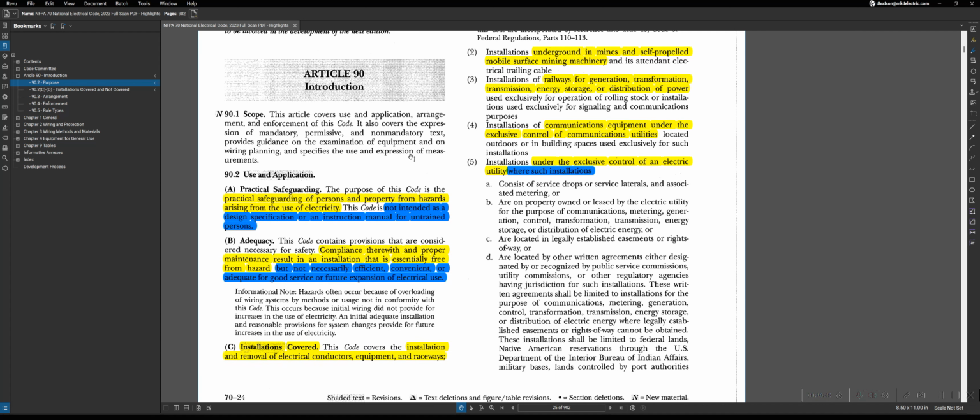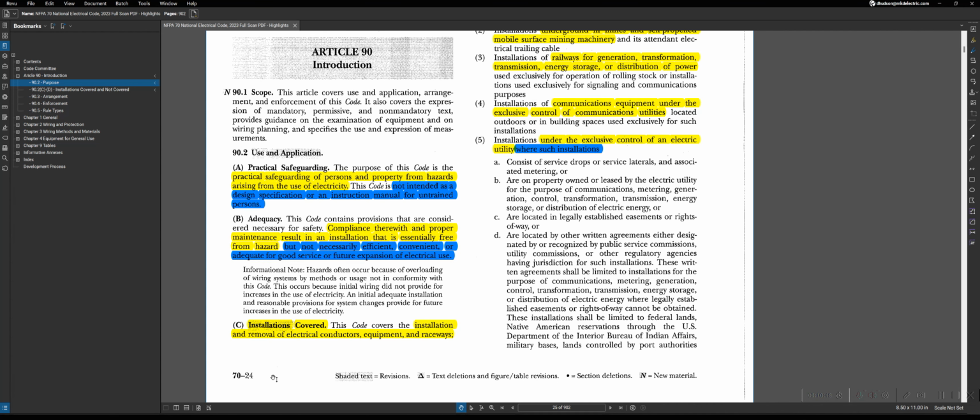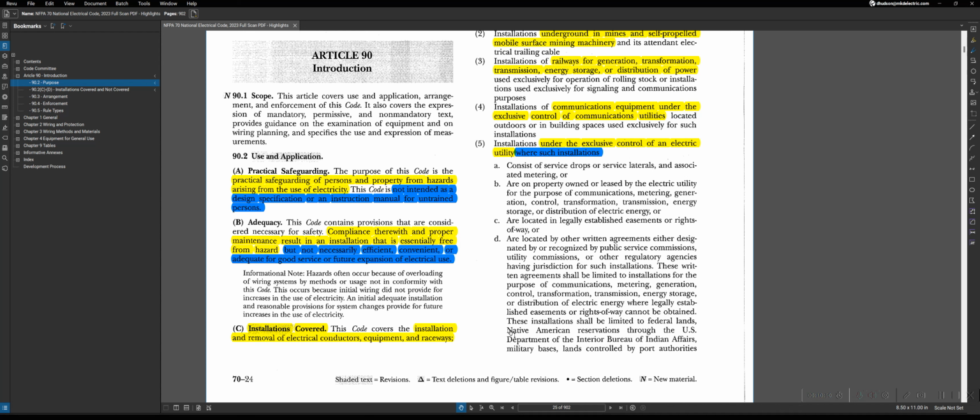But I wanted to point out in this lecture what the intent of the NEC is. And we can actually see this, if you're following along at this point, on page 24. You can see that down in this corner, the 24. Article 90, the very first little section here, past the scope, use and application, Part A.